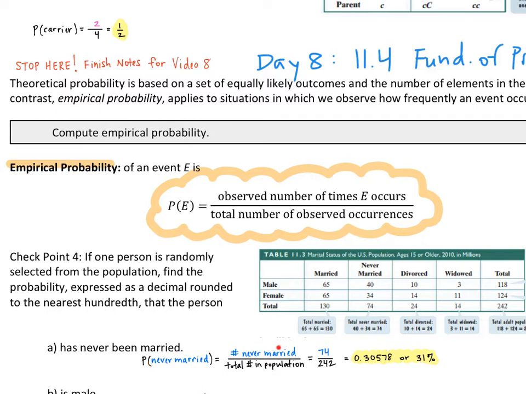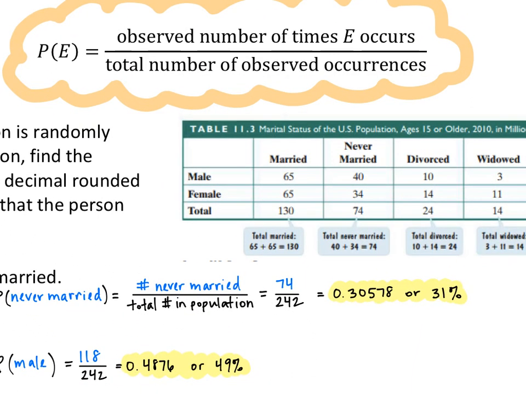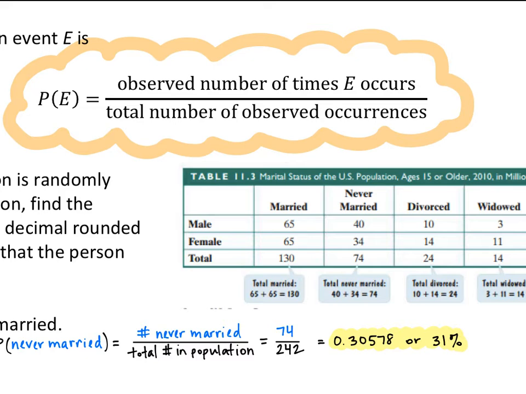I'm going to look at the number of occurrences of someone who's never been married over the total population, the total number of observed occurrences. Looking at this chart, never married, that total is 74, over the total number of observed occurrences, 242. So that's 74 over 242, which gives 0.30578. Rounding to two decimals, we would have 0.31. And if we wanted to talk about it as a percentage, we could say 31%.